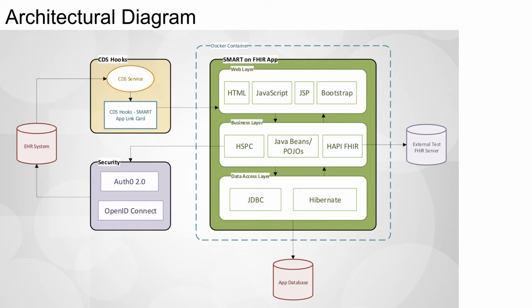On the client side, we will be using JSP and Bootstrap to display the information to the user. The server side will be a combination of controllers and beans, which will utilize the HAPI FHIR API to retrieve data from an external FHIR test server. If we need a local app database, we will use Hibernate.